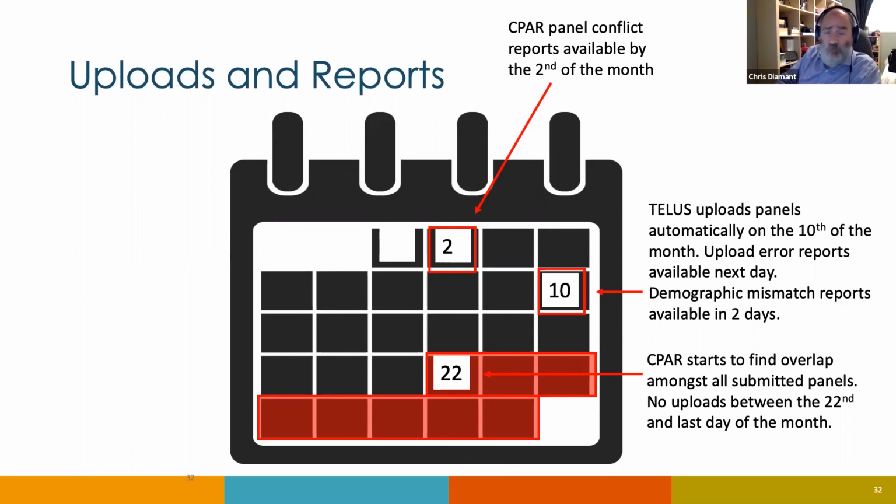In terms of the panel conflict report, CIPAR has a blockout period from the 22nd to the end of the month, and that's where it starts comparing panels to other panels it's received and creates panel conflict reports, and those are available on the second day of the following month.